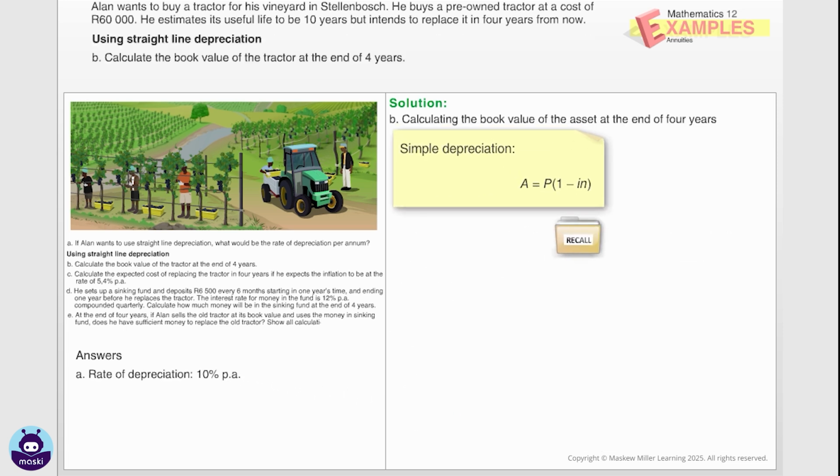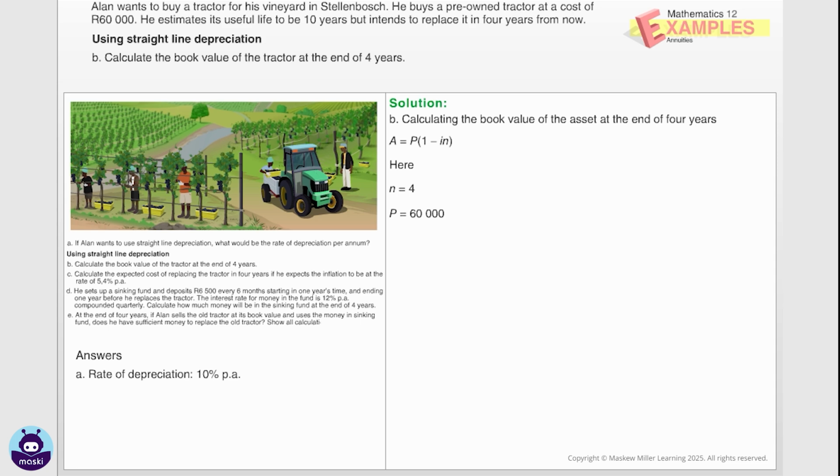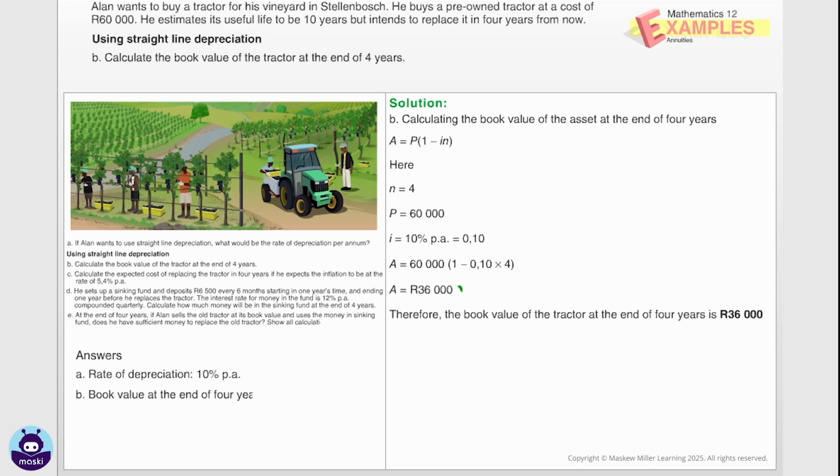Recall the formula for calculating the book value under straight-line depreciation. Substituting the values of P, I, and N, we get. Therefore, the book value of the tractor at the end of 4 years is 36,000 rand.